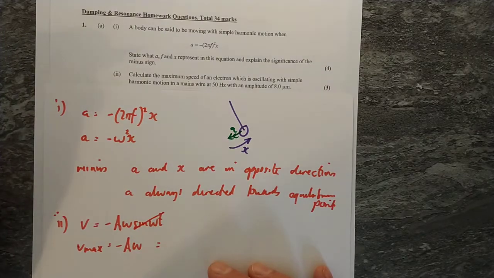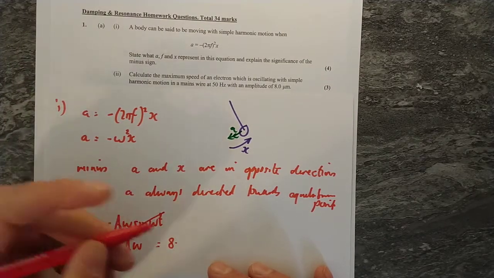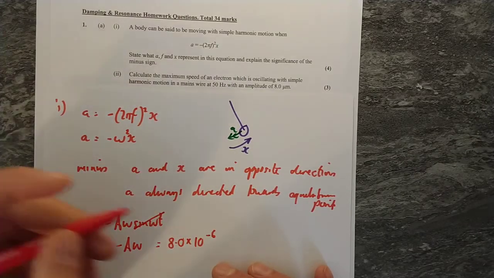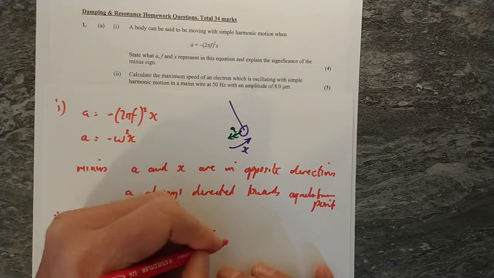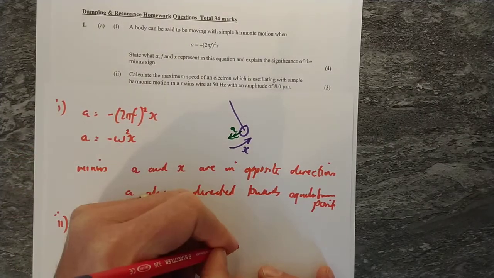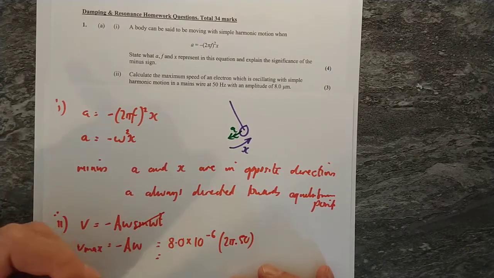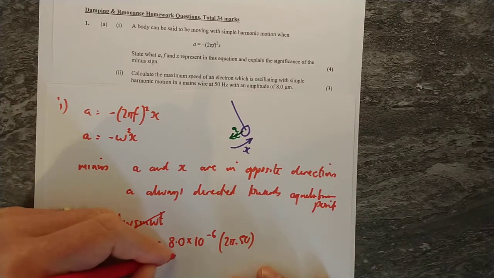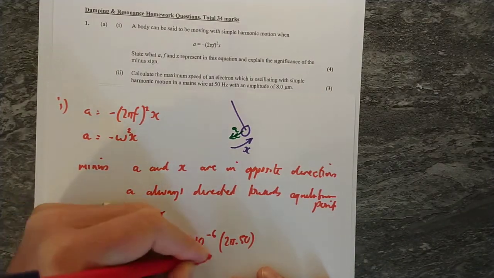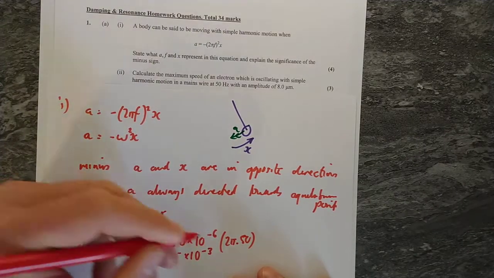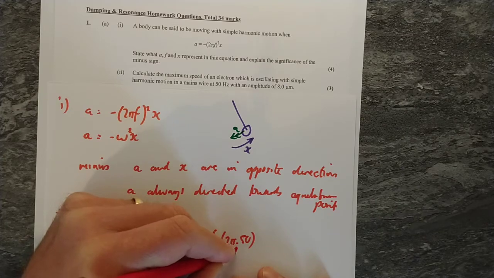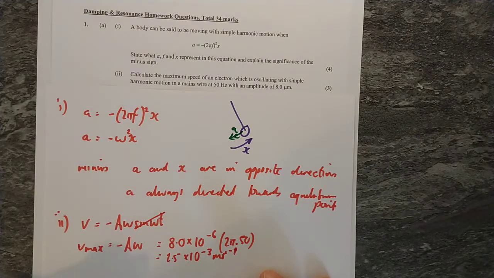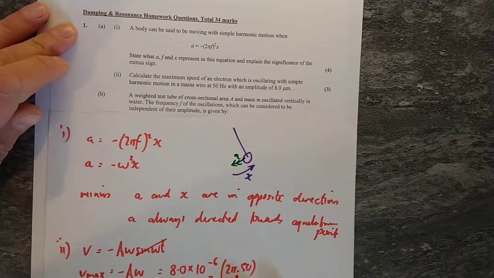So the amplitude we've got in this question is 8.0 micrometers, which is 10 to the minus 6, multiplied by omega, which is equal to 2 pi f, which should give us the answer 2.5 times 10 to the minus 3 meters per second. So that's the maximum velocity of this object. That's question number 1, I think. Oh, B.